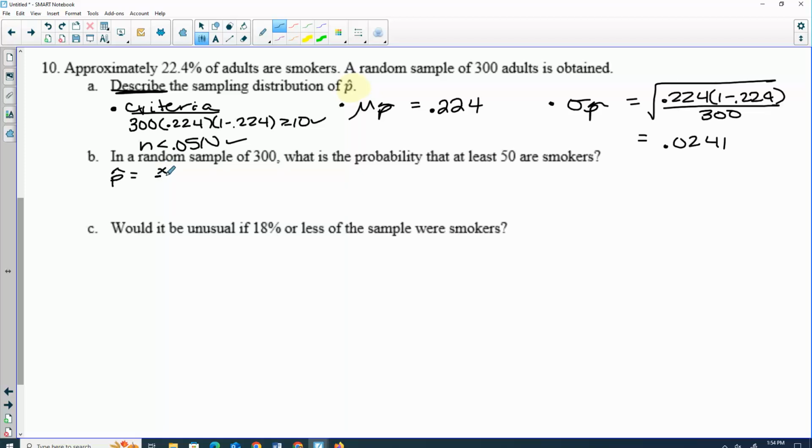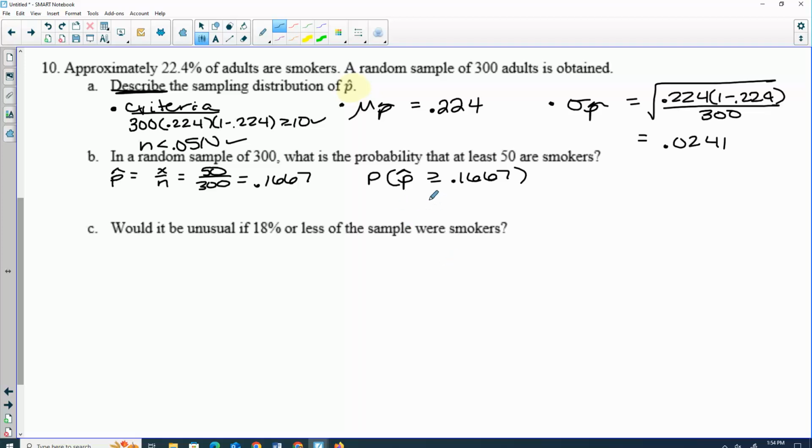p hat is x over n. That's the other bullet in chapter 8. So my x is 50. N is 300. 50 over 300 is 0.1667. So we're finding the probability that p hat is at least, so greater than or equal to, 0.1667.